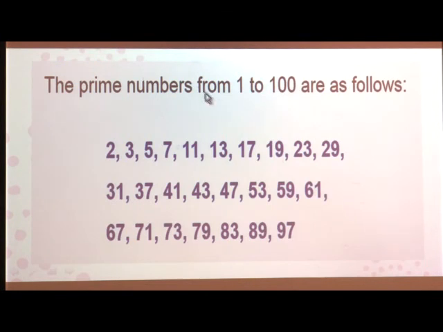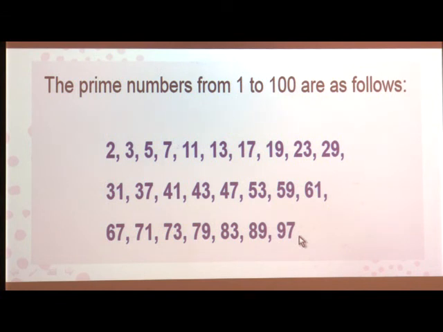The prime numbers from 1 to 100 are 2, 3, 5, 7, 11, 13, 17, 19, 23, 29, 31, 37, 41, 43, 47, 53, 59, 61, 67, 71, 73, 79, 83, 89 and 97. So these all are prime numbers.